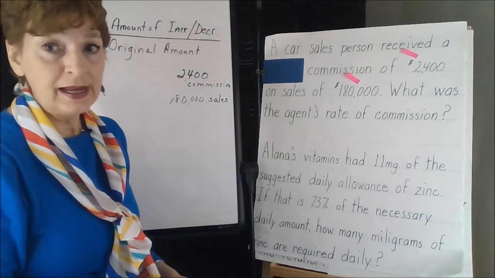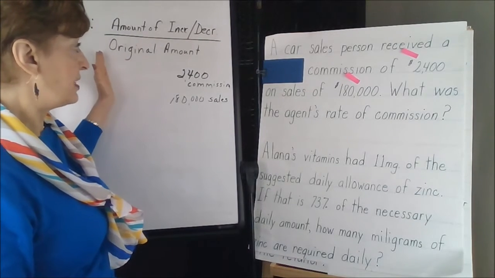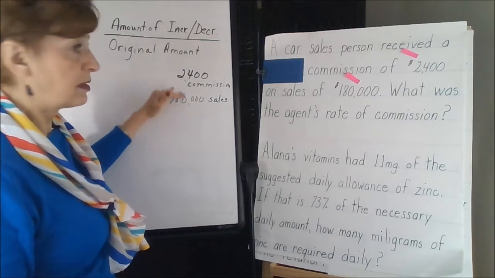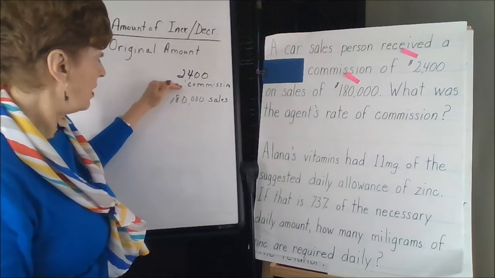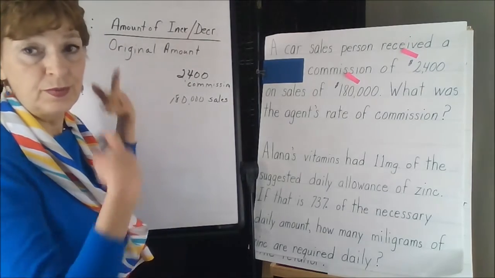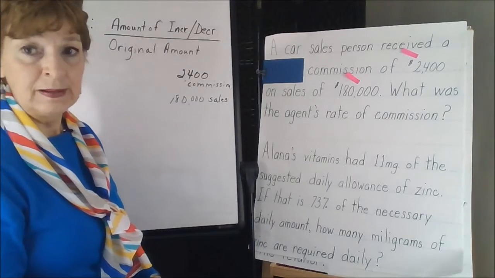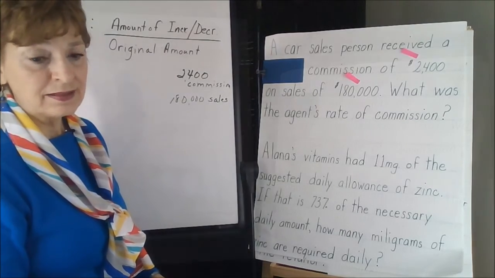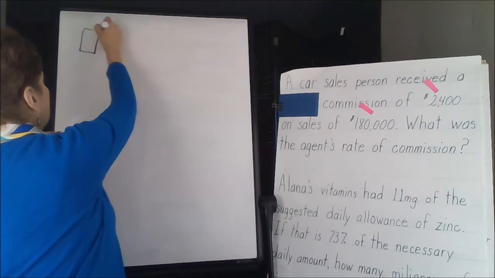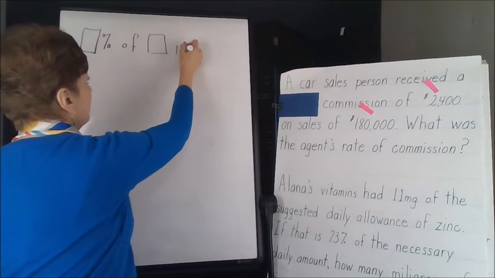So we're not talking about a situation where there was an increase or decrease. These are two different categories. They're commissions and then they're sales. So this doesn't have anything to do with an increase or a decrease in the original amount. This must be something else. Percent, and it is, of, is.